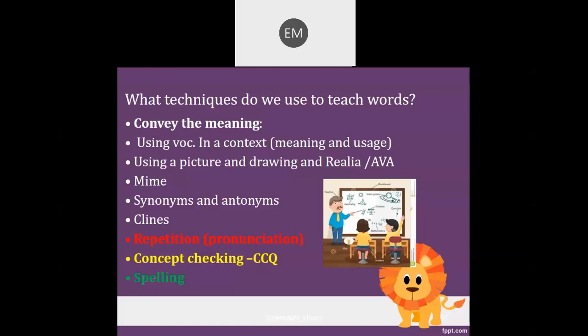So after conveying the meaning, what is the second step? Working on pronunciation and stress. So you ask them to repeat, interesting, interesting, interesting. So the stress is at the beginning, okay?